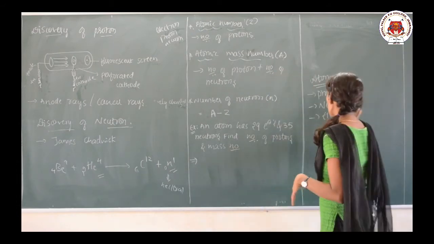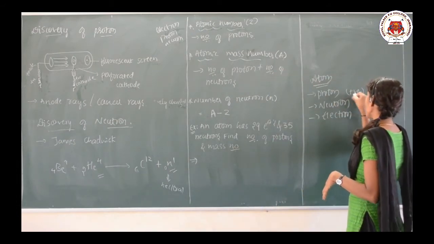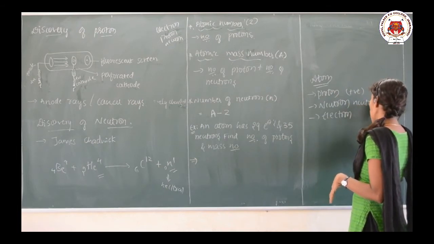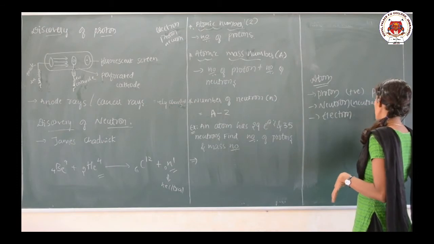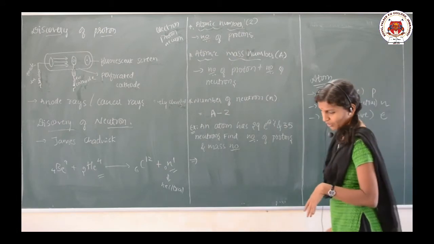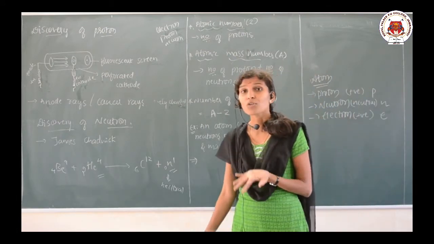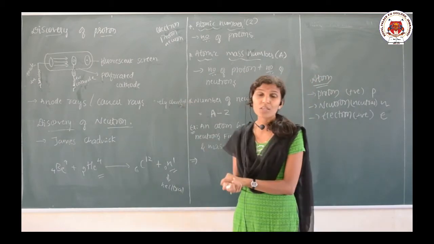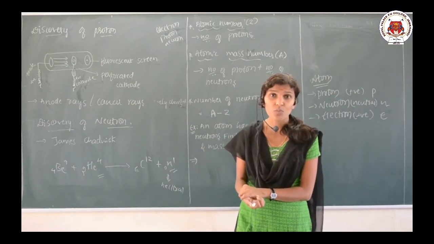See here, proton is positively charged, which is indicated by P. Neutron is completely neutral, which is indicated by N, and the electron is negatively charged, which is indicated by E. Okay, and then how were the electrons discovered? The proton and electron were both discovered by the discharge tube experiment.